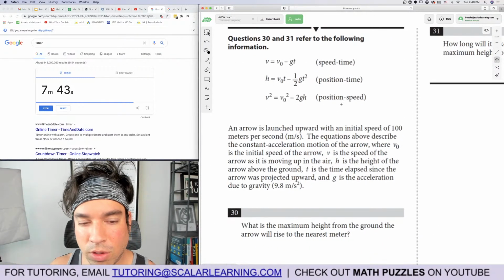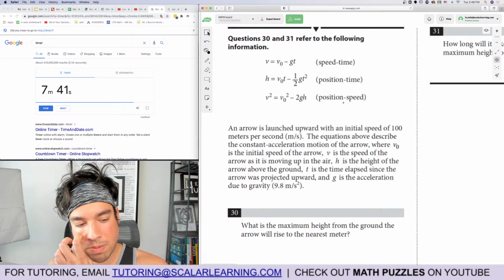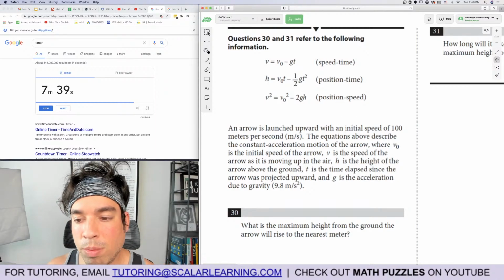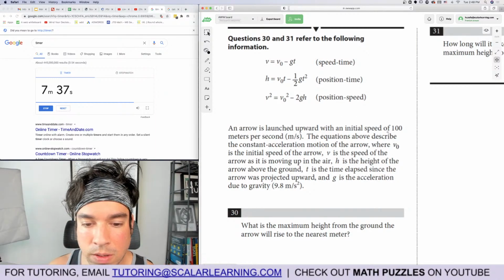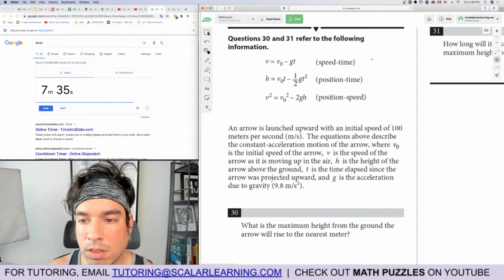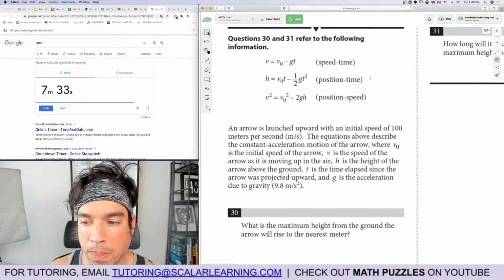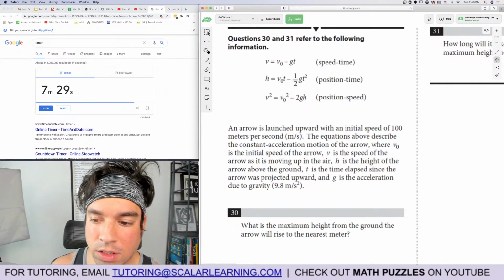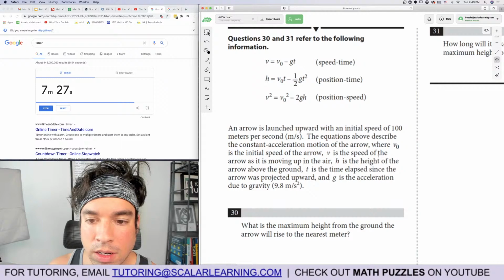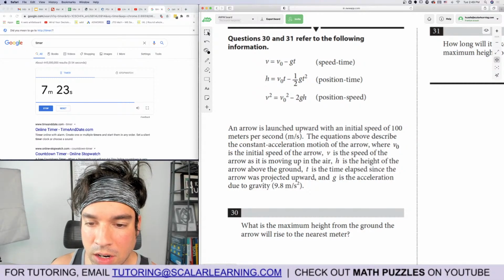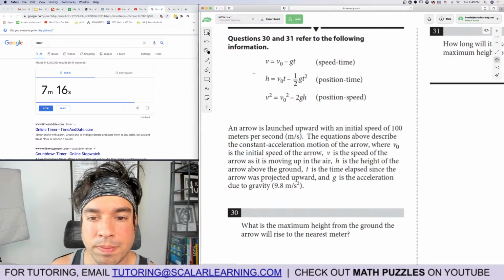Question 30 and 31 refer to the following information. An arrow is launched upward with an initial speed of 100 meters per second. The equations above describe the constant acceleration motion of the arrow, where v null is the initial speed of the arrow, v is the speed of the arrow as it's moving up in the air. Right, v is speed of the arrow, got it?